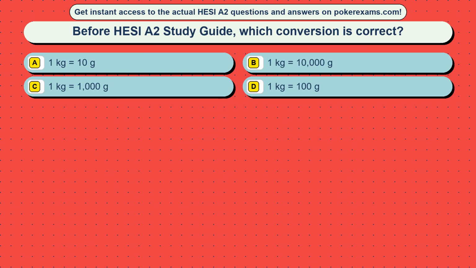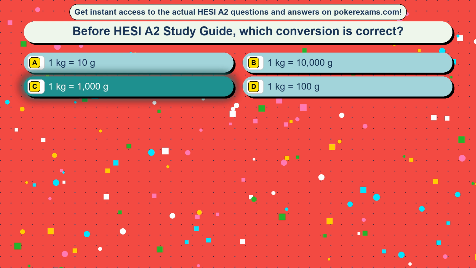Question 15. Before HESI A2 Study Guide, which conversion is correct? Option A, 1 kg equals 10 g. Option B, 1 kg equals 10,000 g. Option C, 1 kg equals 1,000 g. Option D, 1 kg equals 100 g. The correct answer is option C, 1 kg equals 1,000 g.